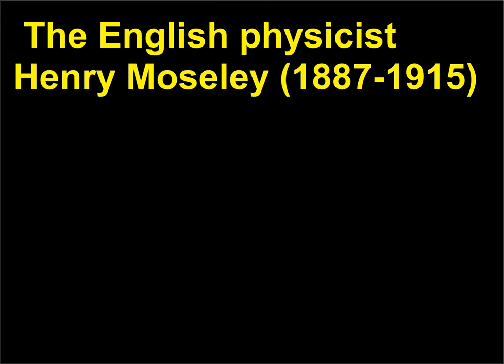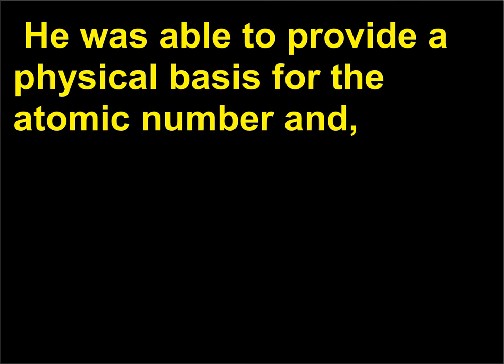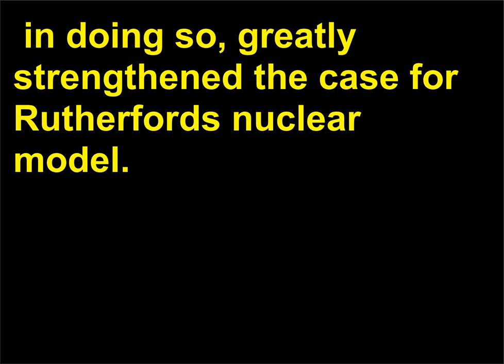The English physicist Henry Moseley, 1887-1915, measured the wavelengths of X-rays emitted when metals were struck by other X-rays. He was able to provide a physical basis for the atomic number and, in doing so, greatly strengthened the case for Rutherford's nuclear model.